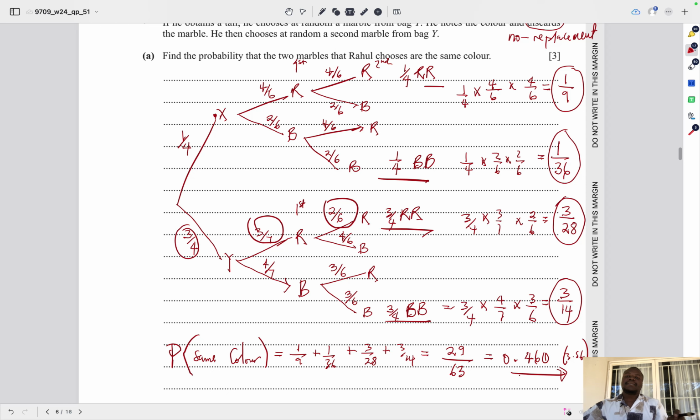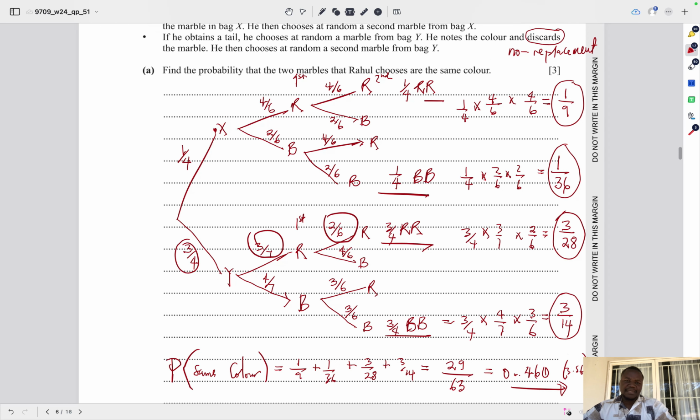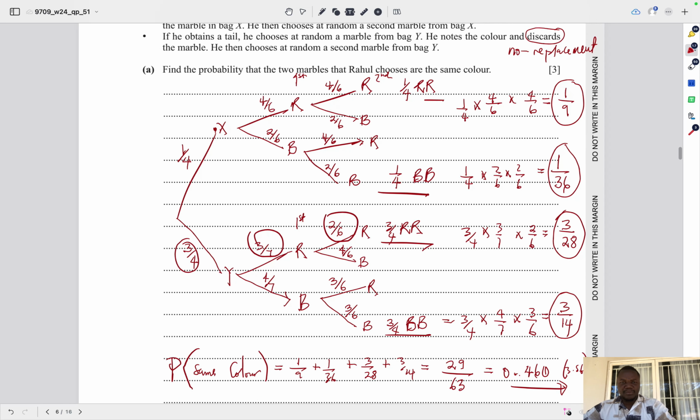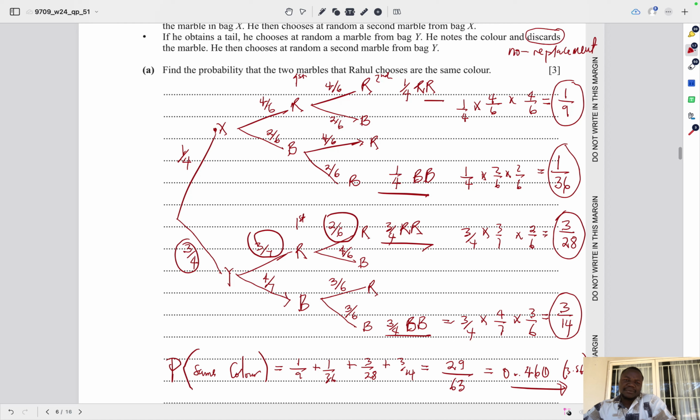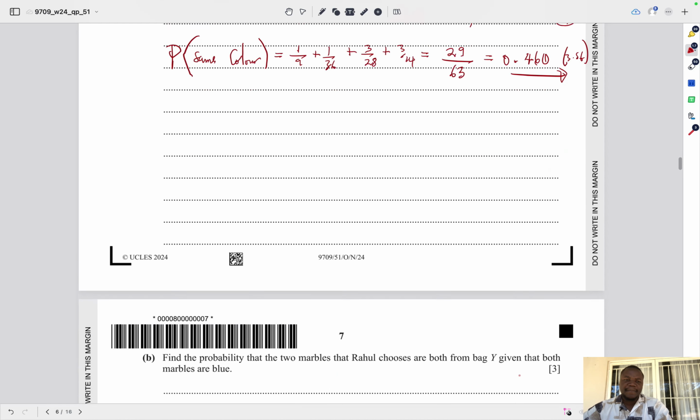So you can see that in this question I preferred to use a tree diagram because a tree diagram is just much easier for me to use. Some people may choose to just write these probabilities because it's easier, but I love following through the tree diagram because it reminds me and makes me check the previous probabilities if there was replacement and there was no replacement. So this is part A. Let's look at part B and see what part B is.